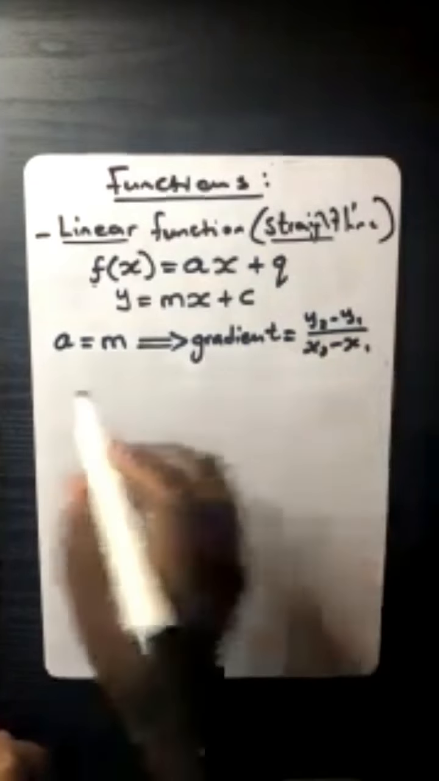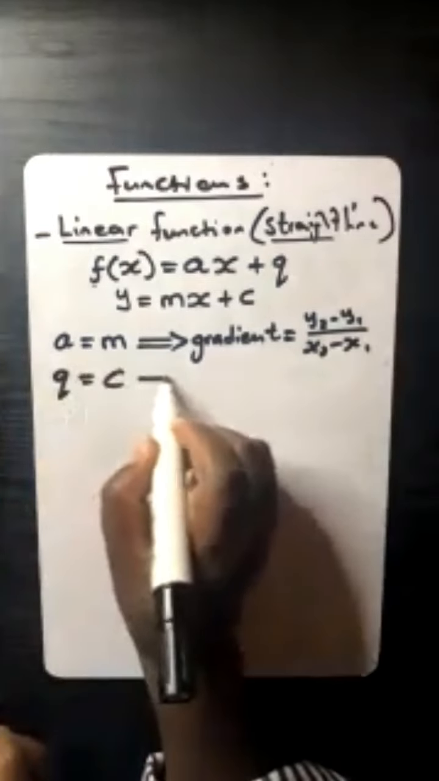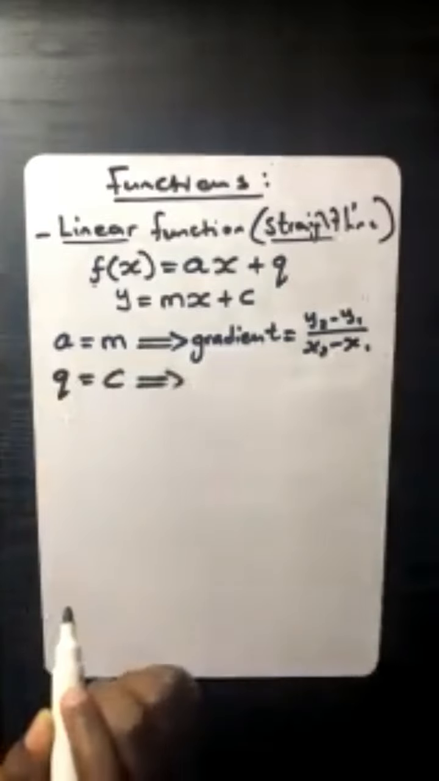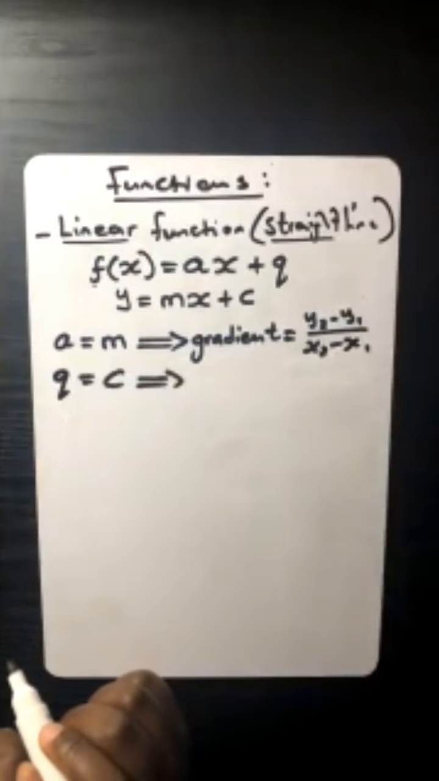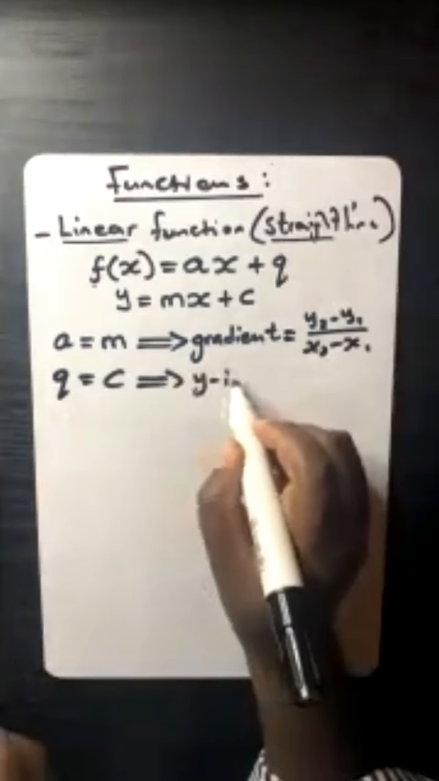And then now, what about q or c? What does that represent? Obviously, we said it represents the y-intercept.